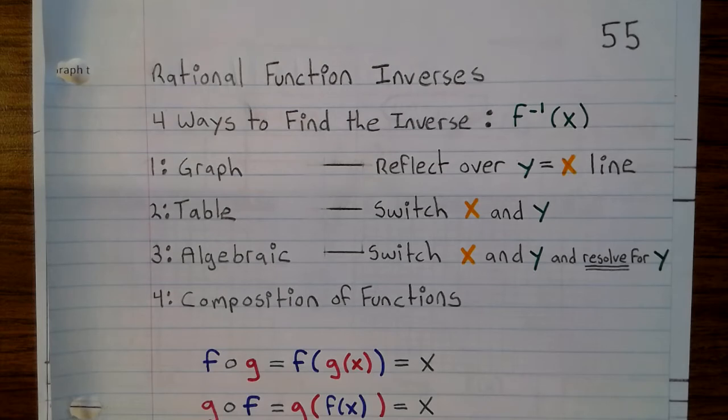Okay, Wildcats, today we're going to journal on page 55, rational function inverses. 4 ways to find the inverse, f inverse of x. 1. Graph, reflect over the y equals x line. 2. Table, switch x and y. 3. Algebraic, switch x and y and resolve for y. 4. Composition of functions.